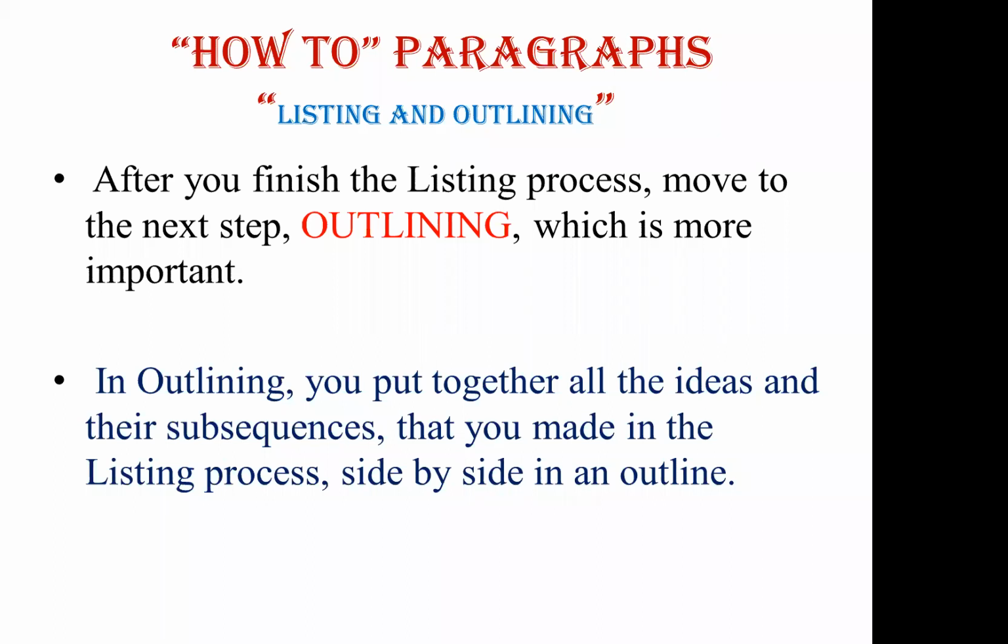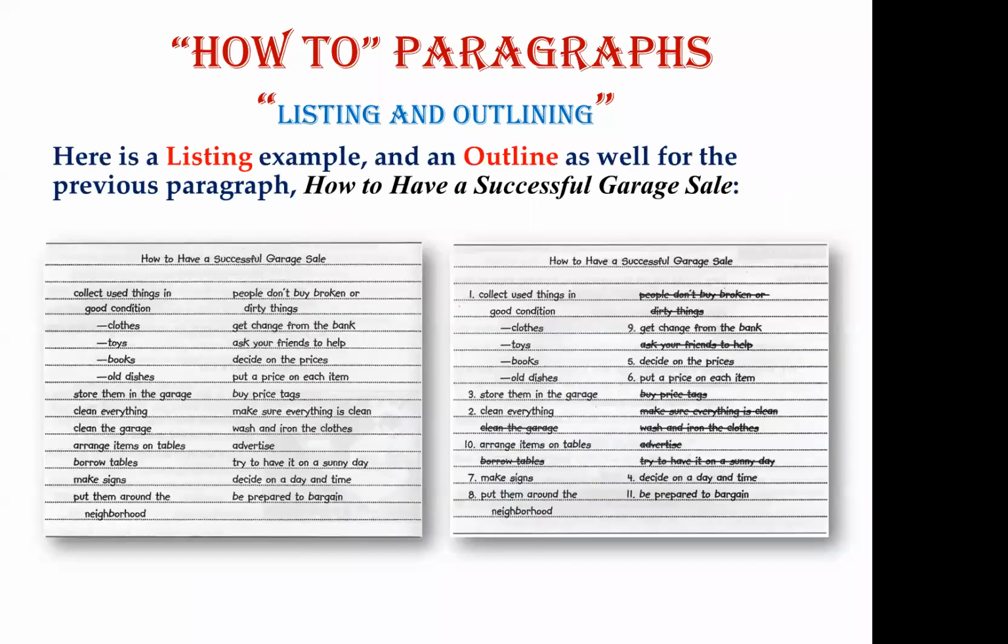What is an outline and what is the listing? Right now, we'll see, okay? Here is a listing example and an outline as well for the previous paragraph, which was how to have a successful garage sale. First I thought about a topic, which is I want to do a successful garage sale. So I write a topic. This is listing, okay? These two examples are for listing. Right now we have listing one, then we edit it, and we have here listing two after the editing process.